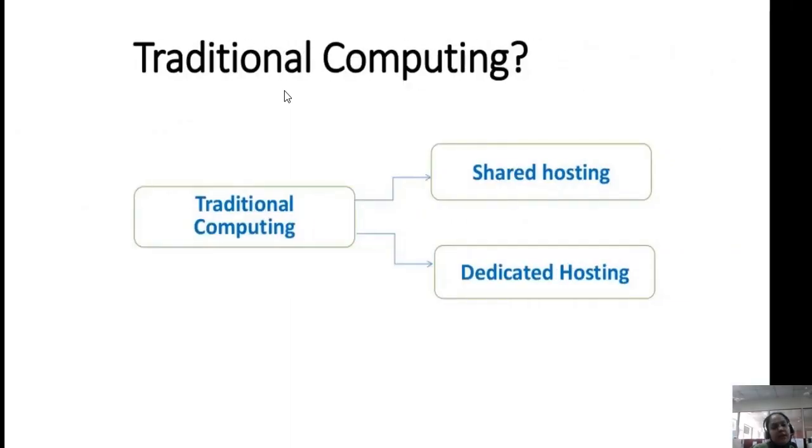Now, let me navigate you towards the traditional computing area, that is the traditional IT computing area. The traditional computing area is divided, or bifurcated, into two different zones. One is shared hosting and the second one is dedicated hosting, dear student. Before moving further, we should understand what is shared hosting and what is dedicated hosting.